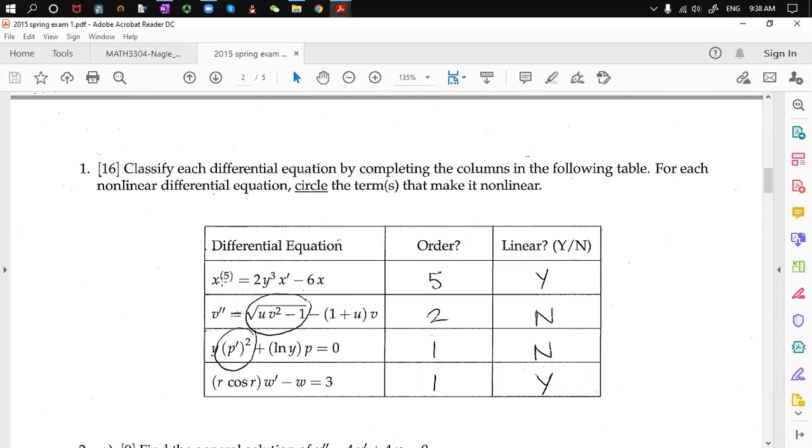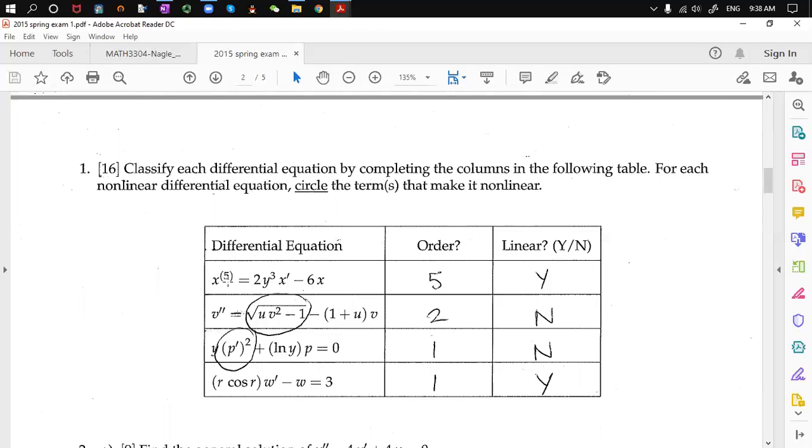Is this a function y in terms of x, or x in terms of y? Anybody can answer this question? Y in terms of x or x in terms of y? Anyone has an idea? I want to hear from you. X in terms of y. X in terms of y, right? So you must be very careful.